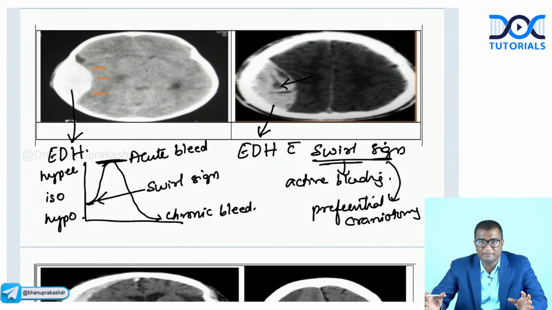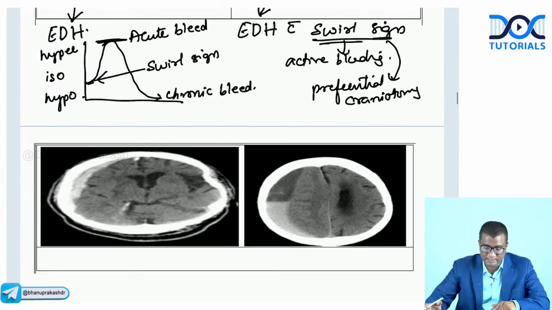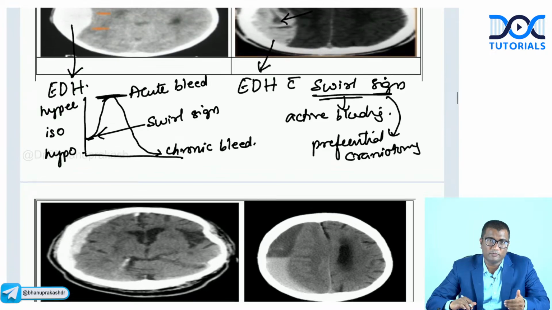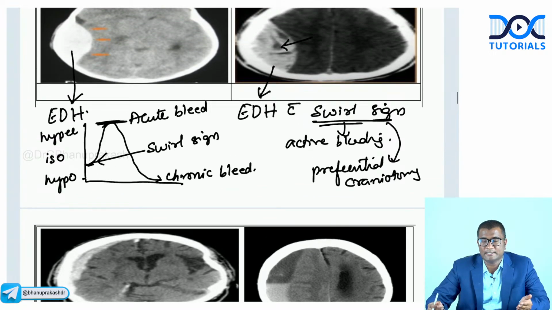When you see multiple patients with head trauma, one having a swirl sign, take him for craniotomy first. That is the importance of the swirl sign. Remember, acute bleed is hyperdense, chronic bleed is hypodense. A hypodense area within an epidural hematoma is called a swirl sign and it indicates active bleeding.